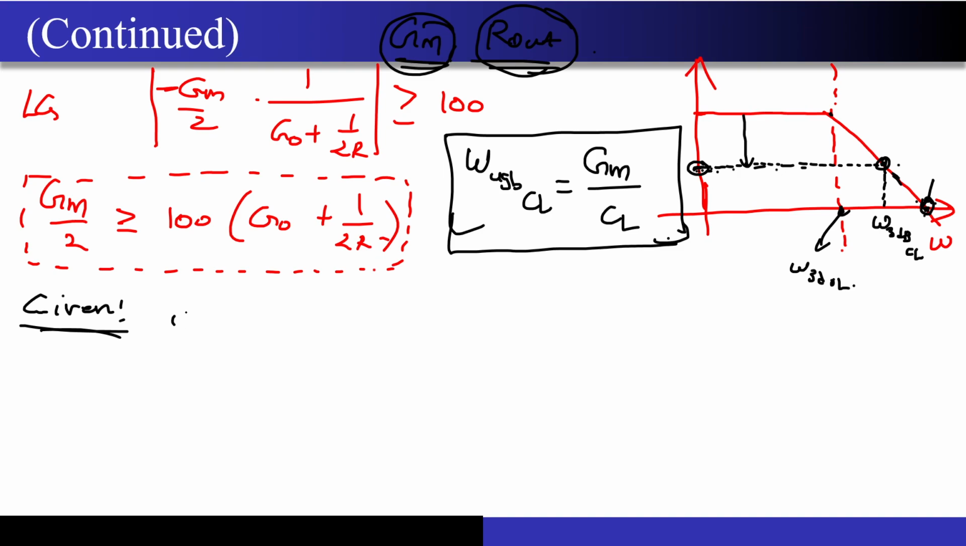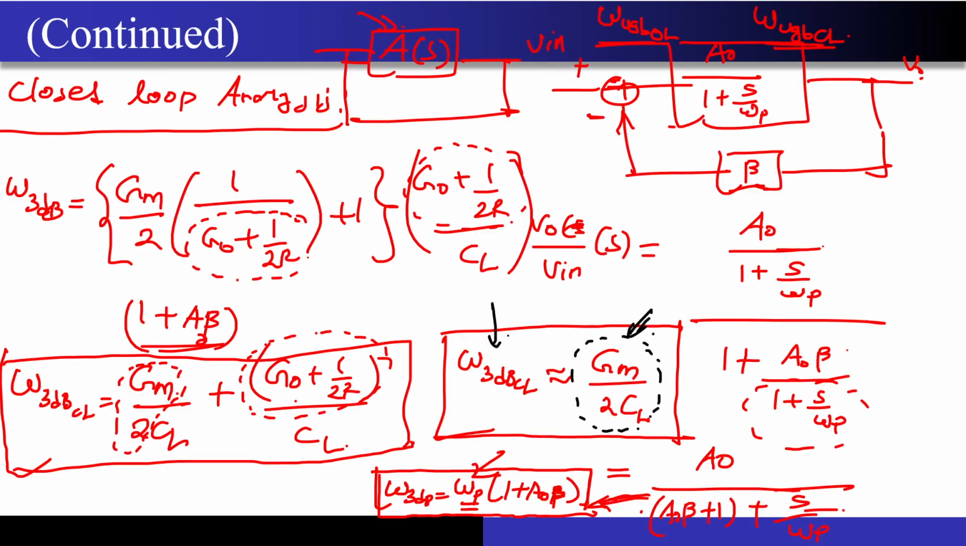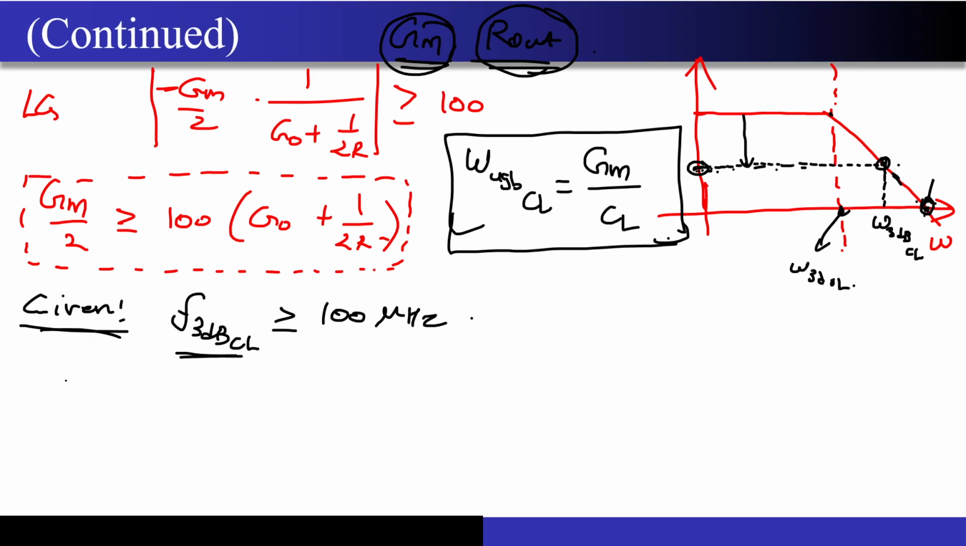First, let's look at the 3 dB frequency. F 3 dB of the closed loop is greater than or equal to 100 megahertz. And what is the 3 dB closed loop frequency that I was able to find? This is omega 3 dB closed loop, gm by 2CL. So F 3 dB will be nothing but gm upon 2 pi times 2CL. This has to be greater than or equal to 100 into 10 to the power 6.